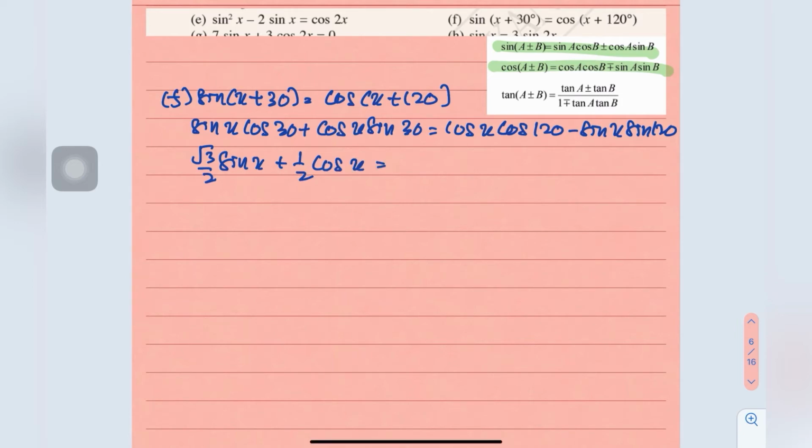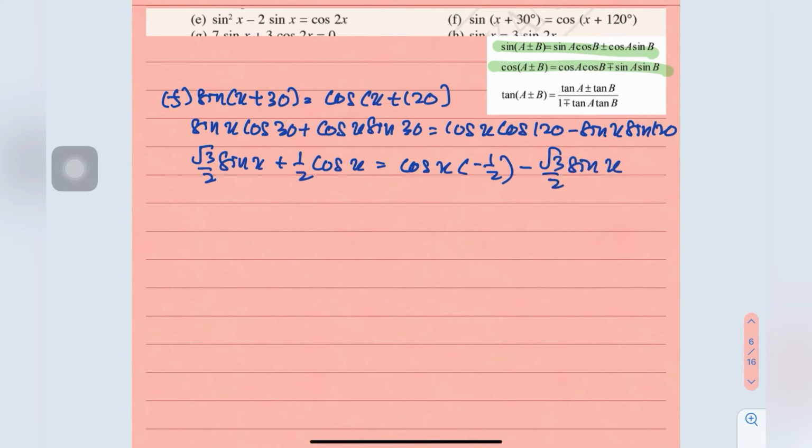Cos 120 is in quadrant 2, so it equals negative cos 60, which is 180 − 120. Cos 60 is 1/2, so this one is −1/2 cos x. Then sin 120 is √3/2, so √3/2 sin x.